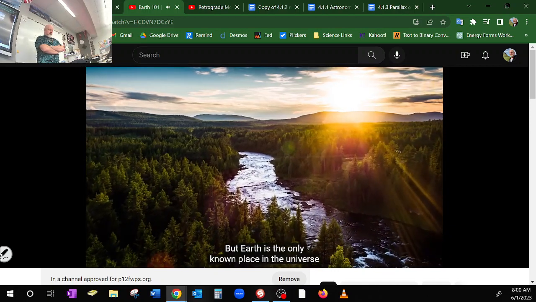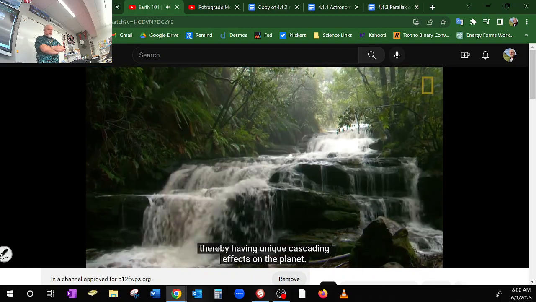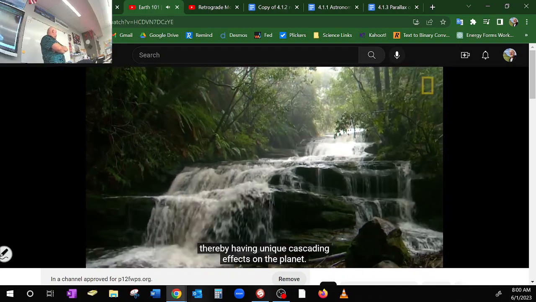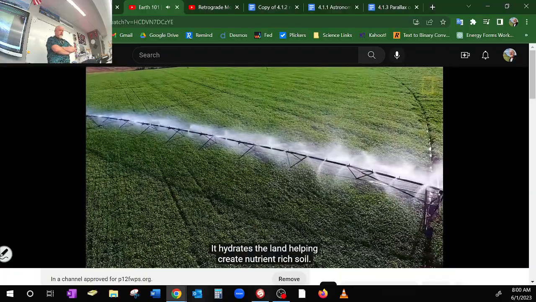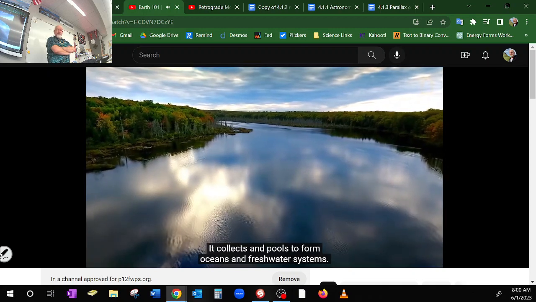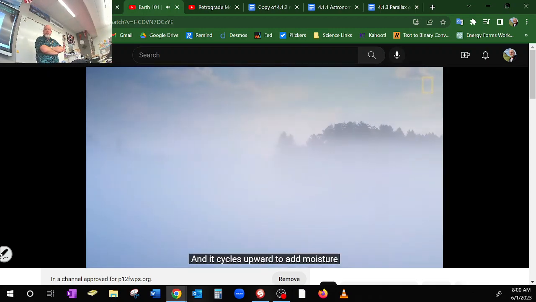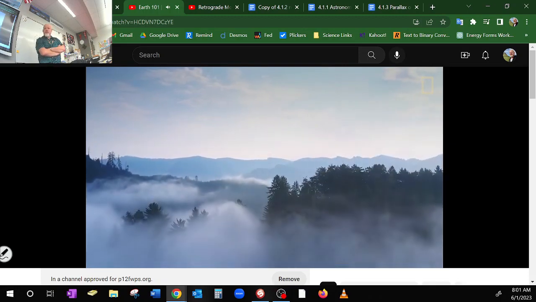But Earth is the only known place in the universe with liquid water on the surface, thereby having unique cascading effects on the planet. It hydrates the land, helping create nutrient-rich soil. It collects and pools to form oceans and freshwater systems. And it cycles upward to add moisture to Earth's protective atmosphere.